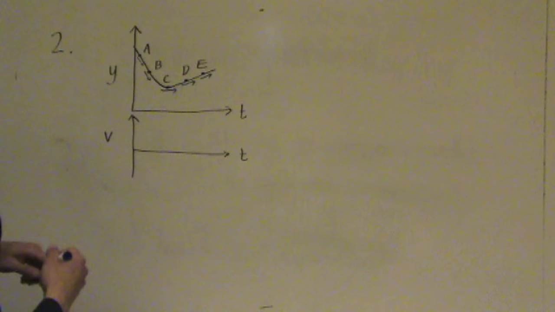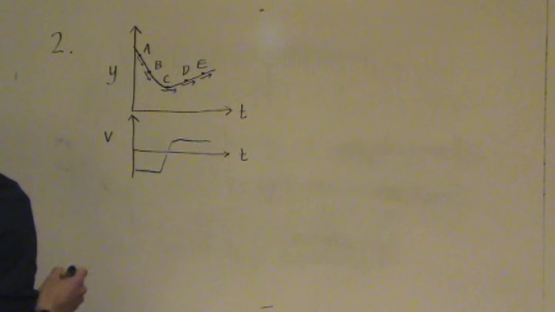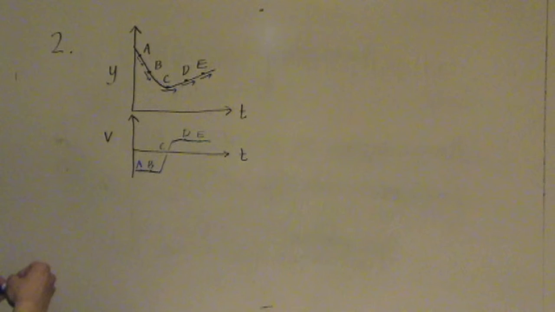At AB, the slope is going down, which is a negative slope. At C, the slope is 0. At D and E, the slope is positive. So we start out with some negative number for velocity versus time, approach 0 for C, and D and E are positive.